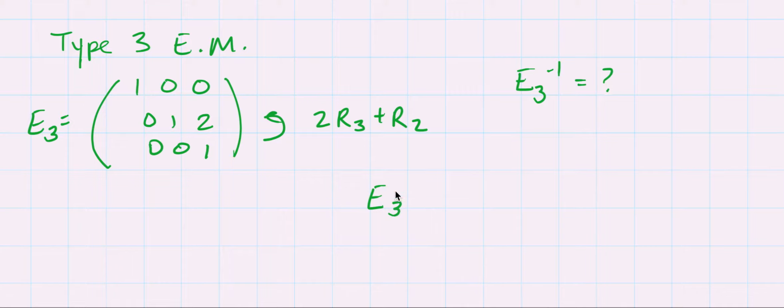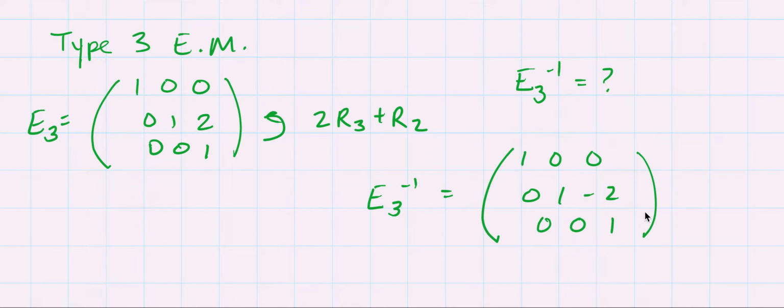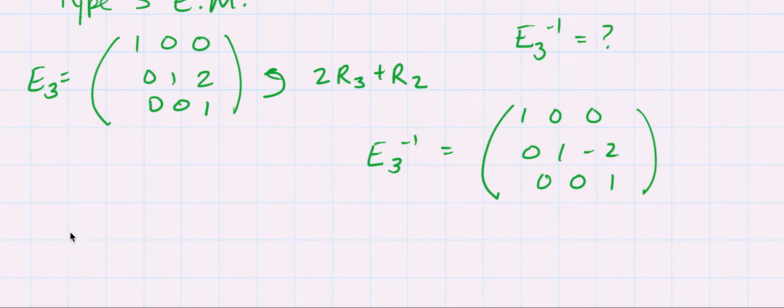Well, it turns out that it's going to look like this one. So it's going to be a type 3 matrix, but wherever we put this added multiple of a row, we're going to put the negative of it. Let's check that this is indeed true. So E sub 3 inverse times E sub 3. Let's see what we get.